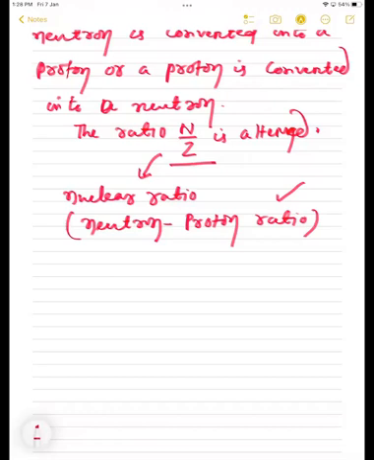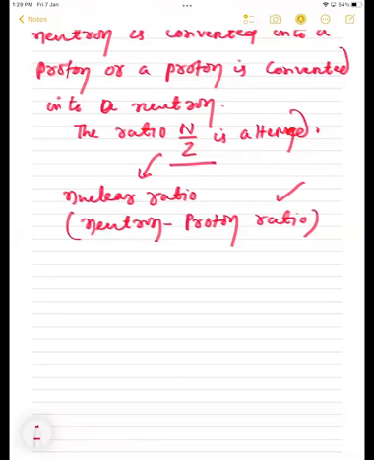Let's say a nucleus is formed. If a nucleus is formed with more neutrons than needed for stability, then in the extra nucleus, what will happen? A neutron will convert itself into a proton to move towards stability. Similarly, if a nucleus is formed with more protons than required for stability, then a proton will convert itself into a neutron.